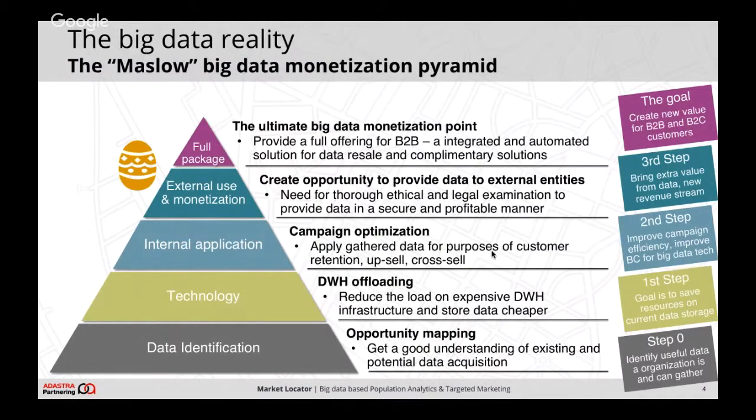Typically, data monetization begins with a number of different steps, and we like to refer to this as the Maslow big data monetization pyramid. First of all, a company needs to identify the opportunity of data, what sort of data is available. Then it needs to figure out what technology is to be used so that the data can be stored and calculations on top of the data can be done. The next steps are using the data first within the company, and then using the data to actually generate new business.